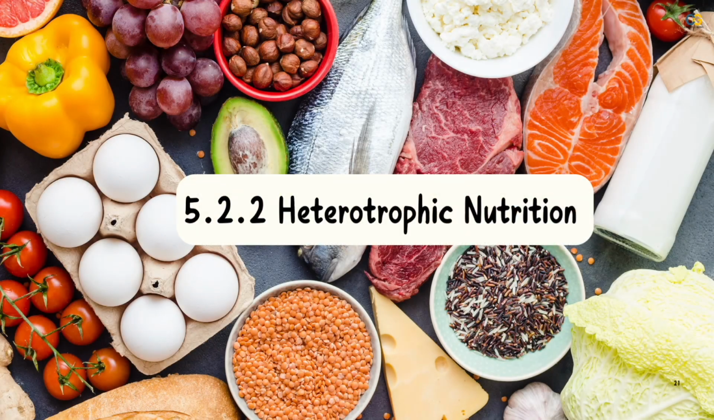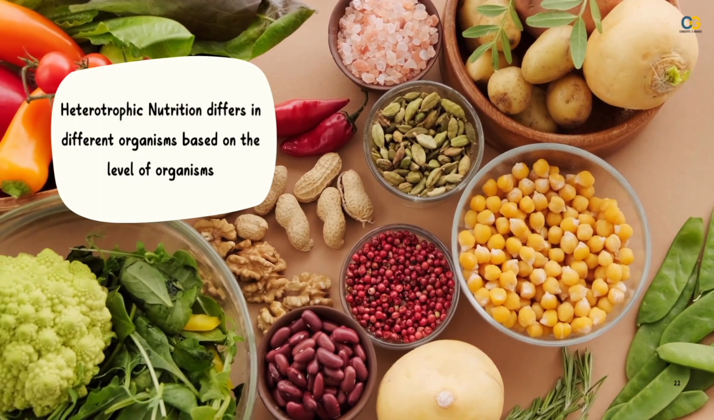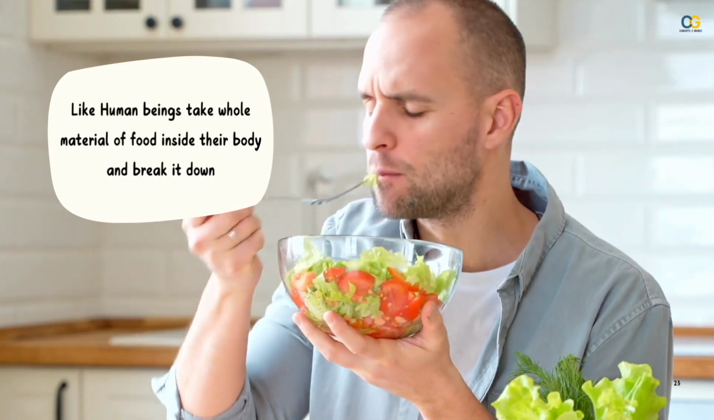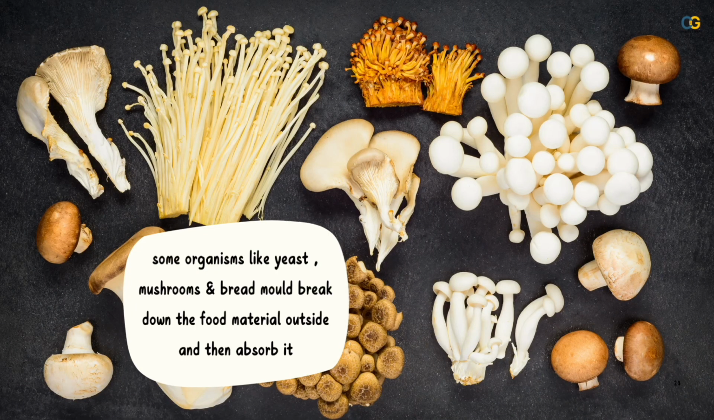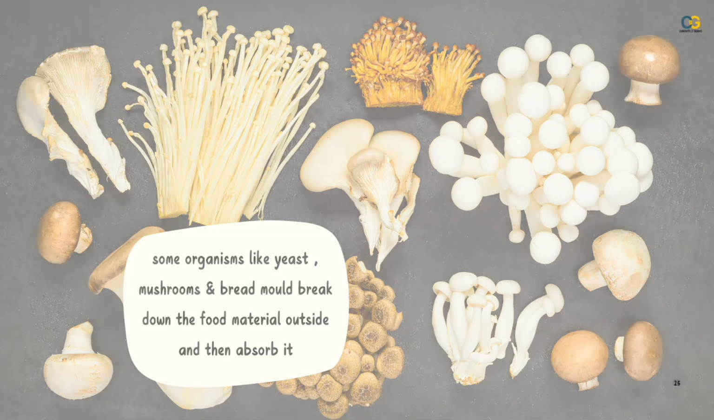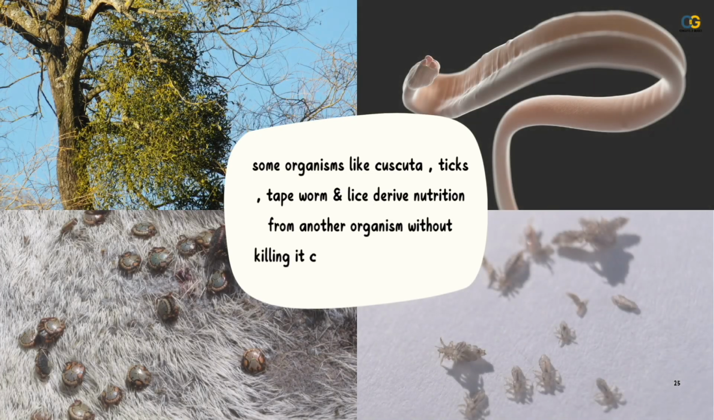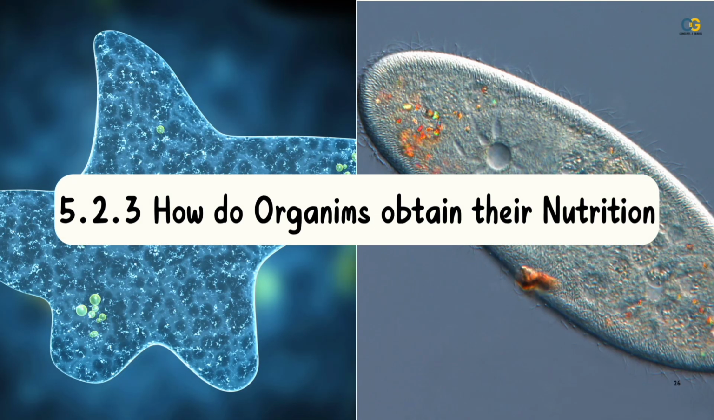Let us move to heterotrophic nutrition. Heterotrophic nutrition differs in different organisms based on the level of the organism. Like human beings take whole material food inside their body and then break it down. Whereas some organisms like yeast, mushrooms, bread molds, etc., break down the food material outside and then absorb it in their body. Some organisms like cuscuta, ticks, tapeworm, and lice derive nutrition from another organism without killing it, and this is called parasitic nutrition.